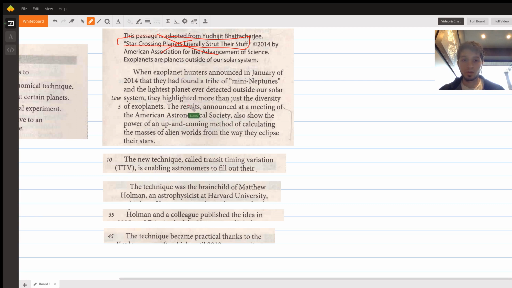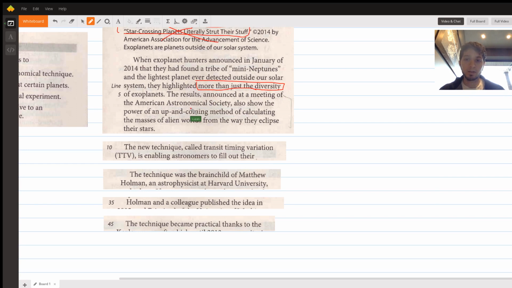It says results, and then it says they highlighted more than just the diversity of exoplanets, meaning that almost like there's something more important than just this diversity. And the thing that's more important is that it also shows the power of an up-and-coming method of calculating the masses of alien worlds.